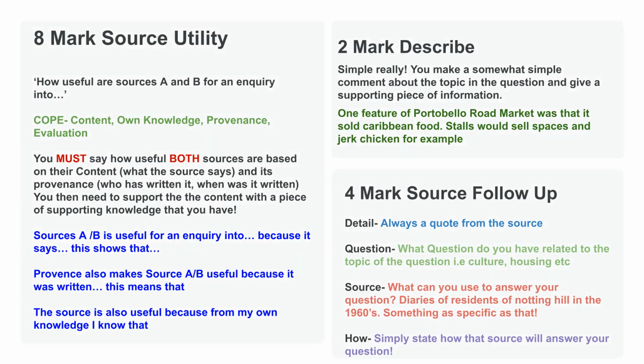For an 8-mark source utility question, remember COPE: content, own knowledge, provenance, and evaluation. You must discuss the usefulness of both sources, based on their content and provenance, supported by your own knowledge.